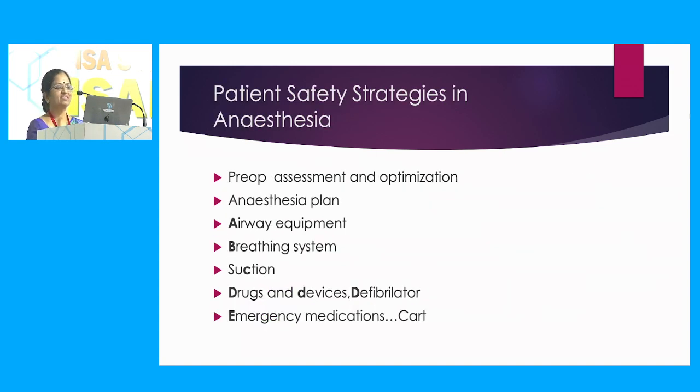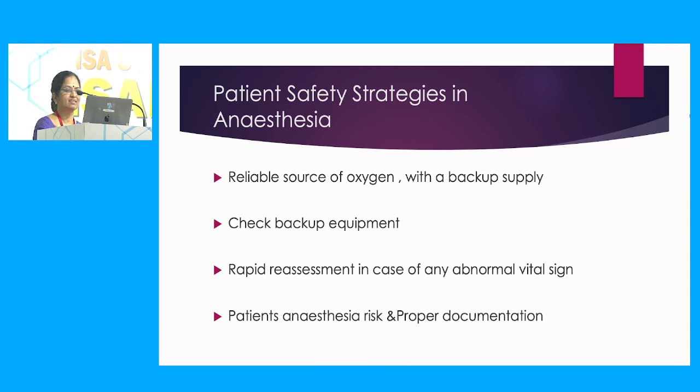Patient safety strategies in anesthesia. According to ISA guidelines, you can get a preoperative assessment and optimization. After optimization, you can get an anesthesia plan for the patient. Then A, B, C, D: airway equipment, breathing system, suction; D, devices, drugs, defibrillator; E, emergency medications, cut.